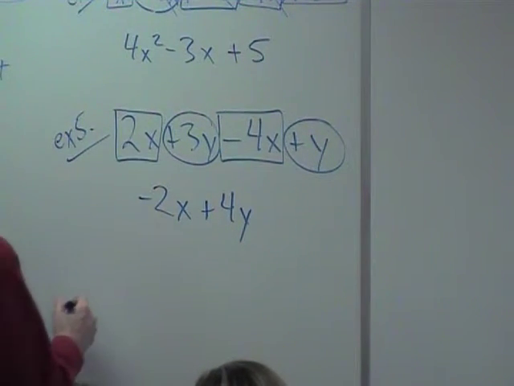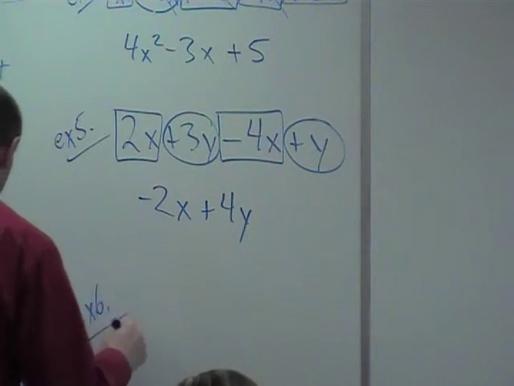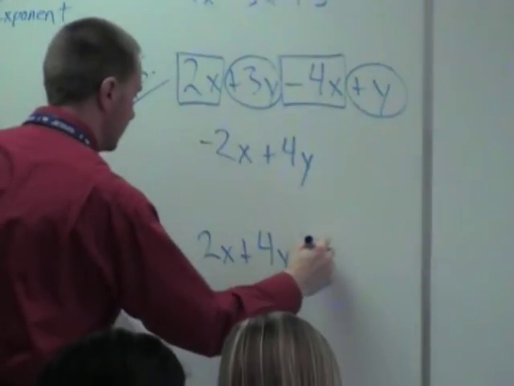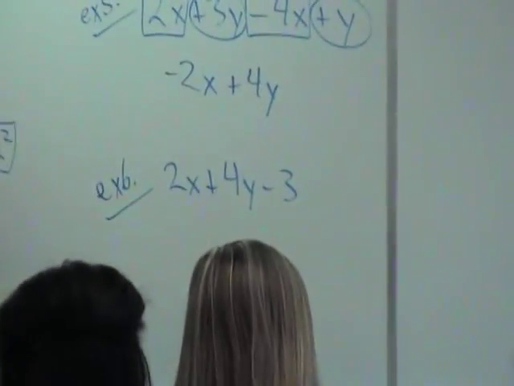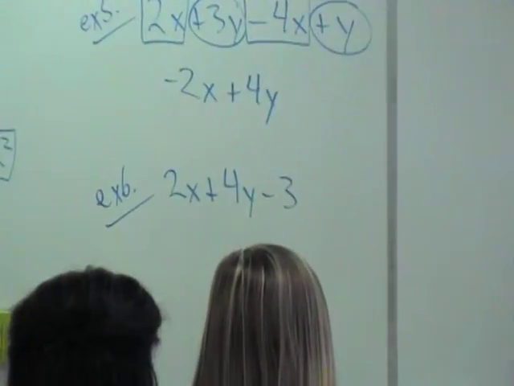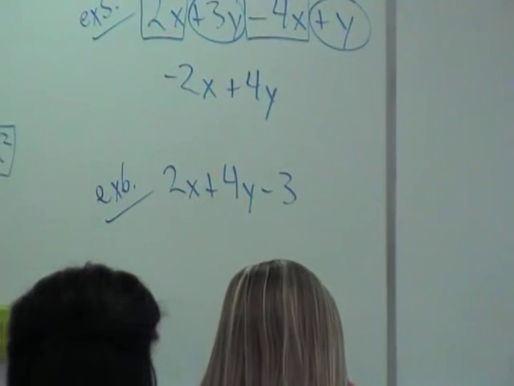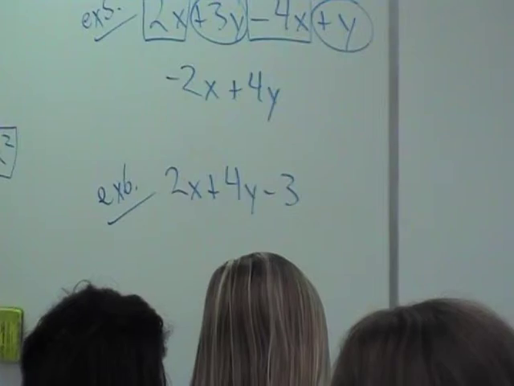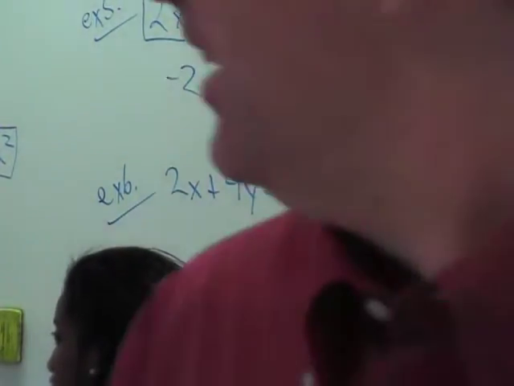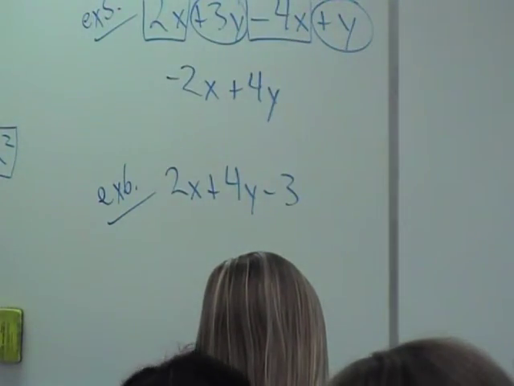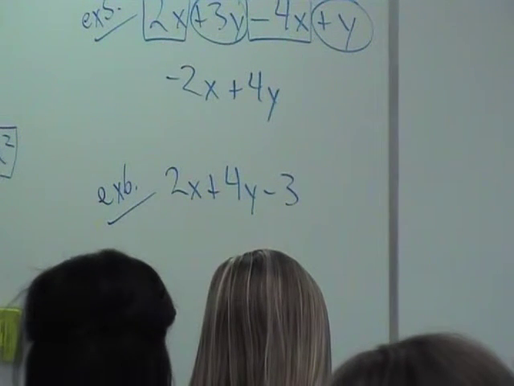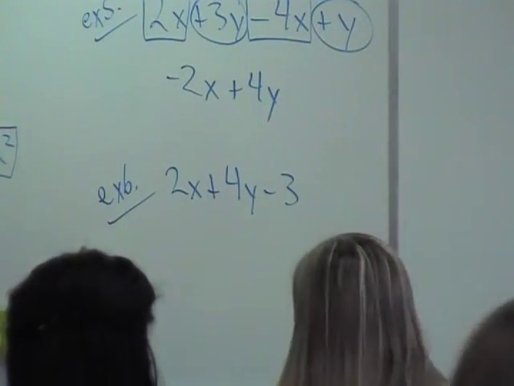Alright, example 6. 2x plus 4y minus 3. Addie, what do you think? It's just the same. You can't put any of them together. Good job. None of them are alike.